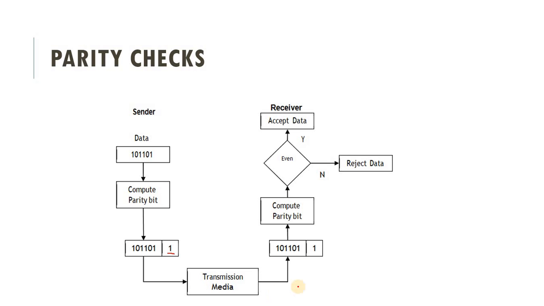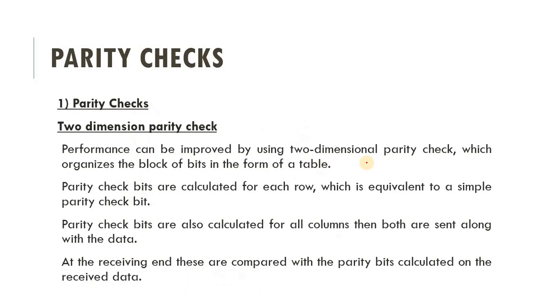and now we'll send this data on the transmission media. Now at the receiver side the same data is received, and the parity is also checked there. If it is even, then it accepts the data, and if it is not, then it rejects the data. So that is how the parity is checked at the receiver side. So we can handle some errors and recover our data by using this method.